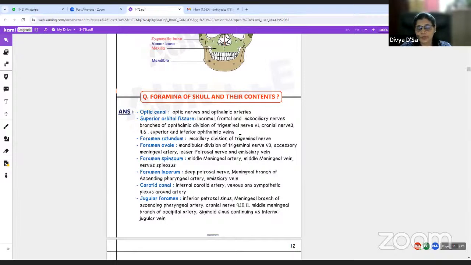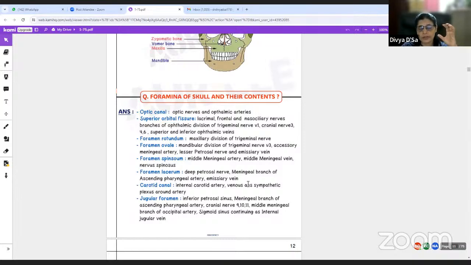That is because it will communicate with the pterygomaxillary fossa, this pterygopalatine fossa. Because it communicates there, it doesn't open down into the base. So that is where the maxillary division of the trigeminal nerve will be passing.